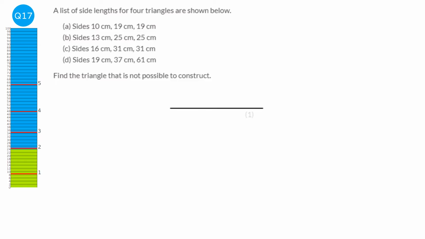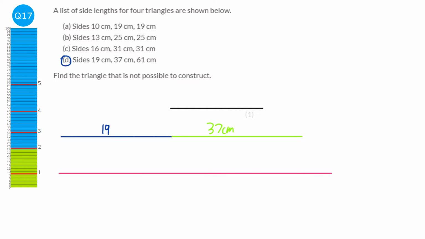For each of these options, try and construct in your head the triangles that would be made from these lengths. And I'm going to give an example for option D. I'm going to construct my triangle just with sticks. So we're going to start off with our first stick, which is 19 centimetres. Then we're going to do another stick, which is going to be 37 centimetres. And we've got one last stick, which is 61 centimetres.